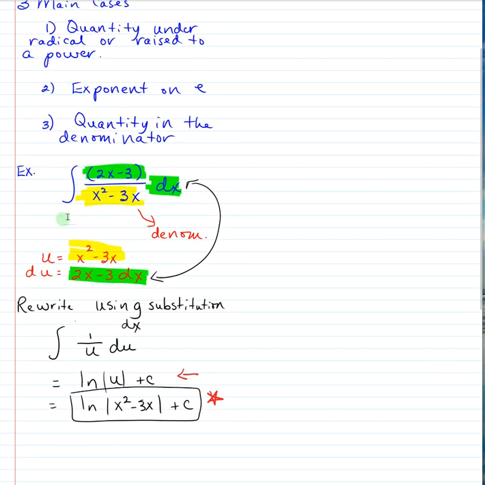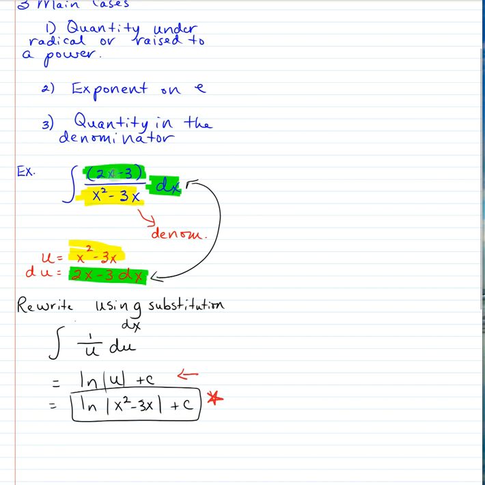So we have the integral of 2x minus 3 over x squared minus 3x dx. Well, that's a quotient. We don't have a quotient rule or anything else. But what we kind of look for, remember, quantity in the denominator. So if we look at the denominator, it's x squared minus 3x. So if I let u be that, then I take the derivative of this thing. The derivative of that is 2x minus 3 dx. Well, that covers everything we have up here.